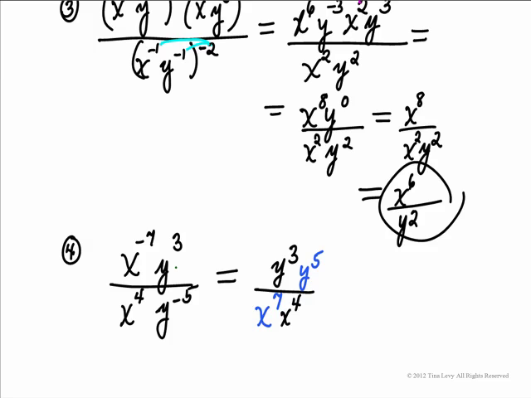And now we can see there were y's here. 2 bases mean we're going to add the exponent. So this is y cubed times y to the 5th, which is 3 plus 5. It's y to the 8th. Down here, x to the 7th, x to the 4th, we add those, and it's x to the 11th. And that's our answer.